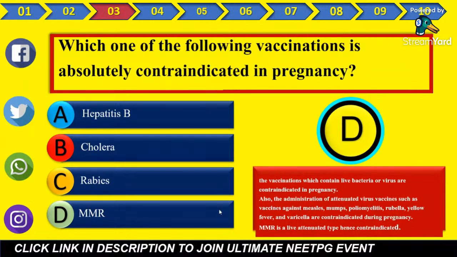So the correct answer here is D, MMR. The vaccinations which contain live bacteria or viruses are contraindicated in pregnancy. Also, the administration of attenuated virus vaccines such as measles, mumps, poliomyelitis, rubella, yellow fever, and varicella are contraindicated during pregnancy. MMR is a live attenuated vaccine and hence it is contraindicated. So the correct option here is D, MMR. If you are okay with the option, please type yes in the chat box. Now let us move on to the next question.